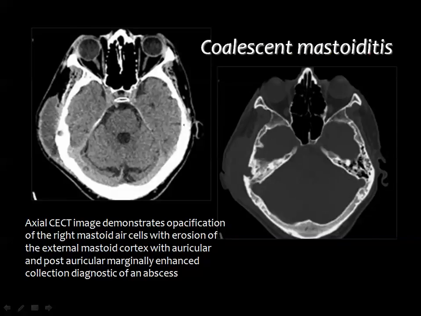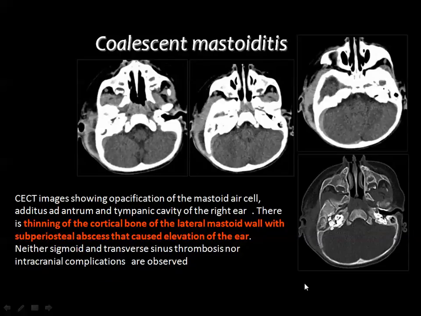Another example of coalescent mastoiditis with erosion of the outer mastoid wall and the formation of a post-auricular abscess, and you see in the soft tissue window the fluid collection with marginal enhancement. Third case of coalescent mastoiditis: there is erosion of the outer wall of the mastoid with extension of the inflammatory process subcutaneously, and you see the soft tissue swelling, and the collection of pus, which is marginally enhanced.